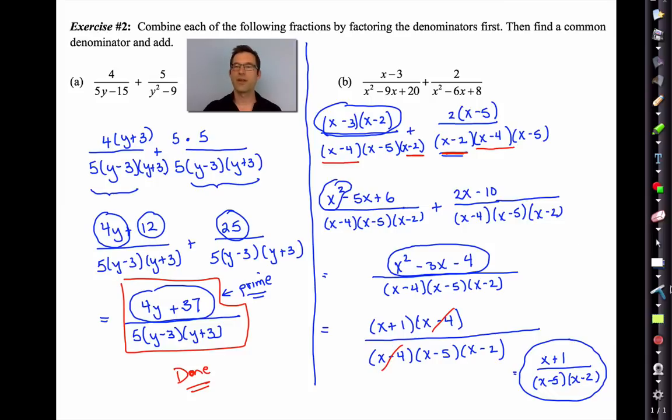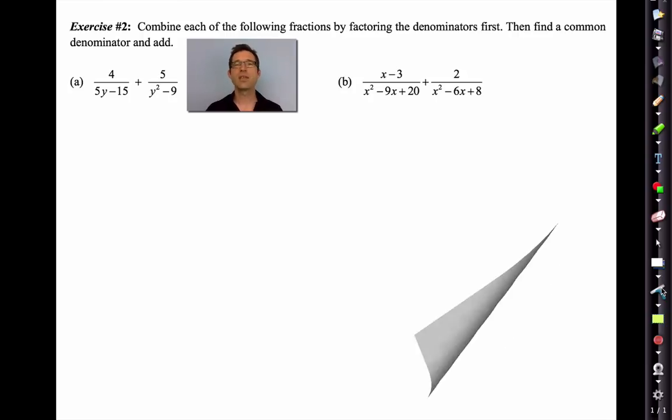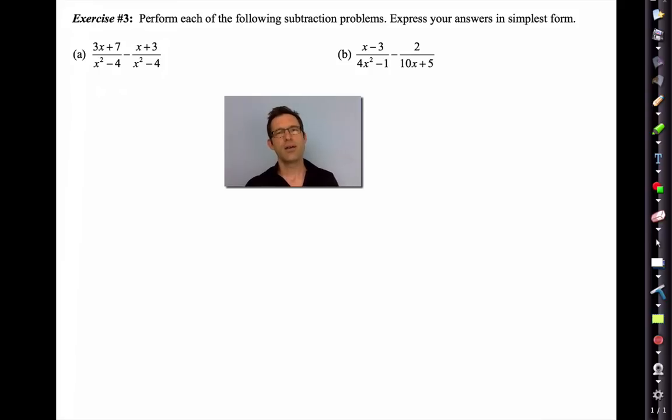Okay, clearing out the text. You see now why this combines so many of the skills that you've already seen, right? You have to be very good at factoring. You have to understand how to manipulate fractions and add them from middle school. You also have to know what it means to simplify a fraction and whether or not we even have to do that. All right? So let's keep going. The next thing that we're going to do is subtraction.